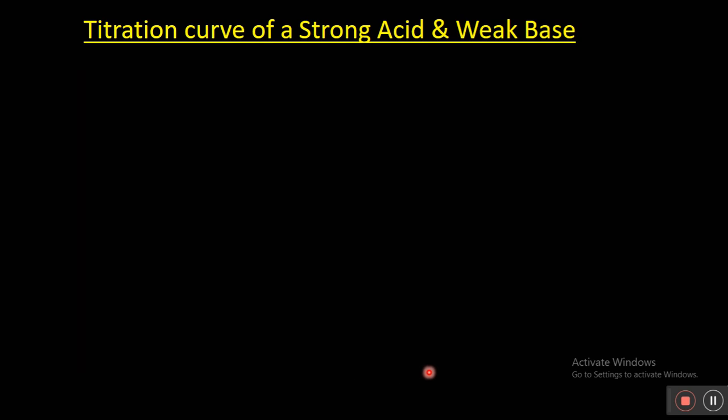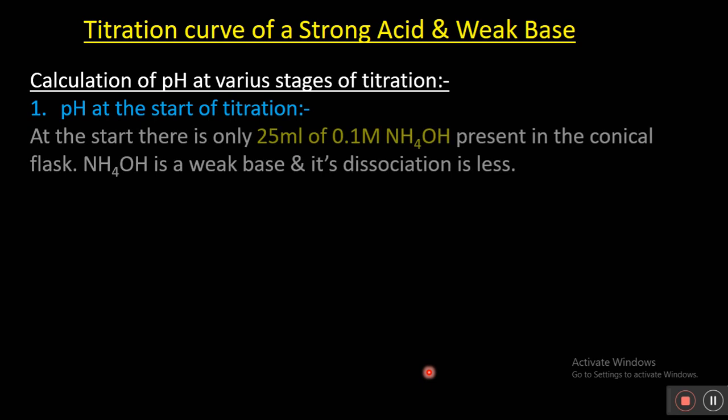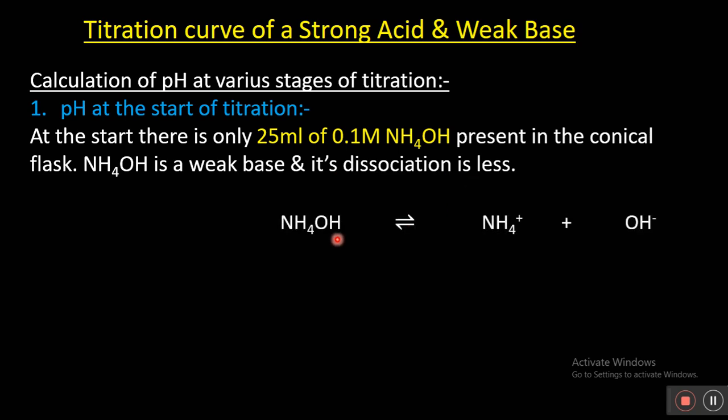Now let us calculate the pH of the solution at different stages of the titration. First, the pH at the start of titration. At the start there is only 25 ml of 0.1 molar ammonium hydroxide present in the conical flask. Ammonium hydroxide is a weak base and its dissociation is less. When it dissociates, it forms NH4 plus and OH minus.